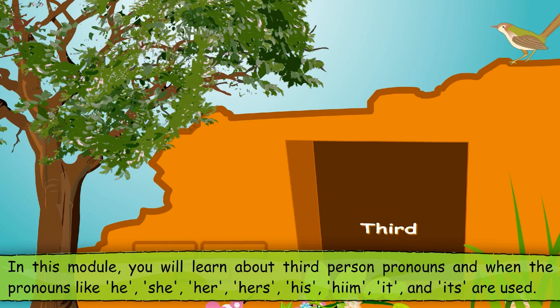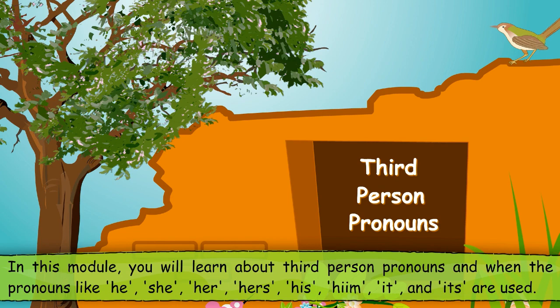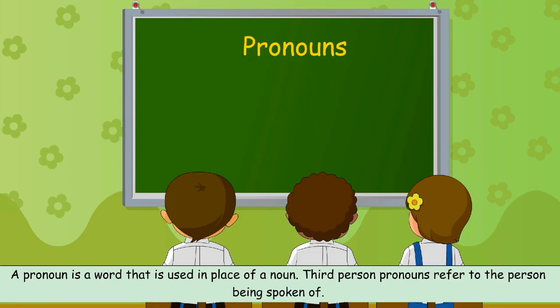In this module, you'll learn about third-person pronouns and when the pronouns like he, she, her, hers, his, him, it, and its are used. A pronoun is a word that is used in the place of a noun. Pronouns are used to avoid the repetition of nouns in a sentence.